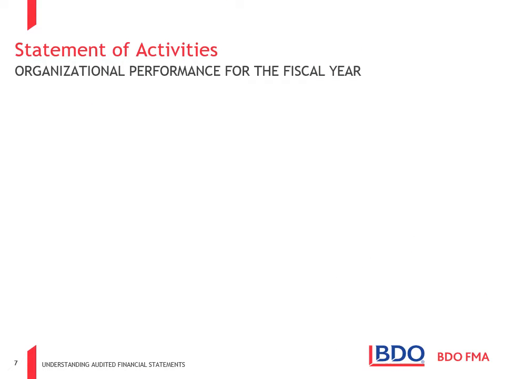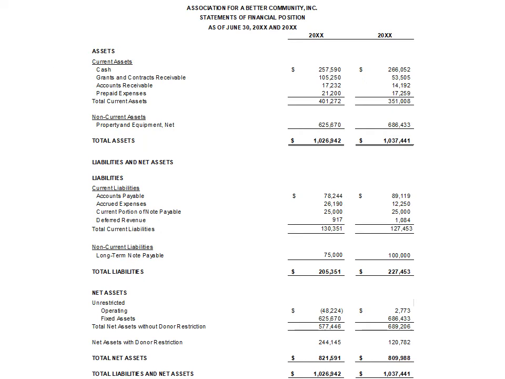So the next statement that we're going to talk about is the statement of activities, also called the P&L, profit and loss, or the income statement. The balance sheet that we just looked at is as of one particular point in time. So if I go back to the previous slide, you'll see that this is as of June 30th. This is what our assets and liabilities and net assets looked like as of June 30th.